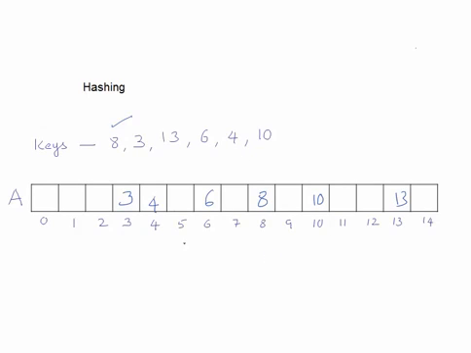Now when we want to search for any key element, let us say 10, then we directly go to index 10 and see if the element is present or not. If we want to search for key element 12, then we directly go to index 12 and see element is present or not. So 12 is not found. So the search time is order of 1. Directly we have to go to that index and look for the element.